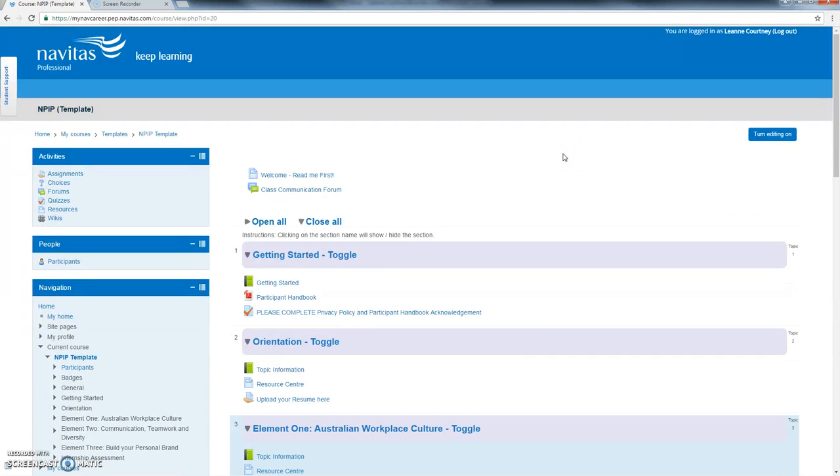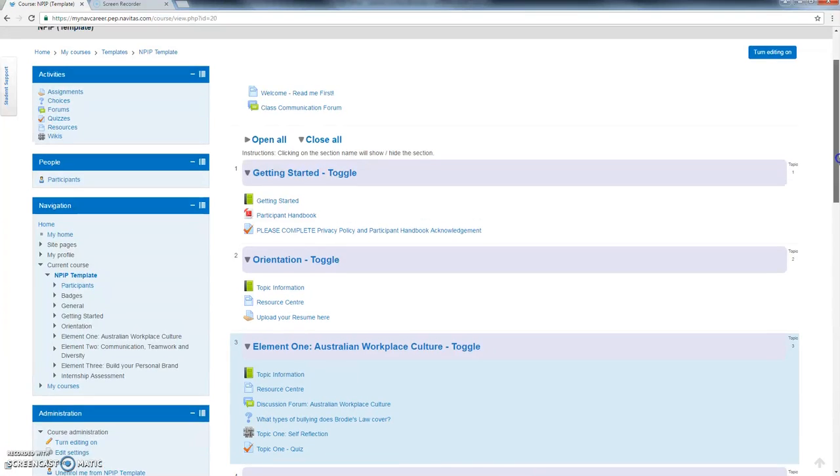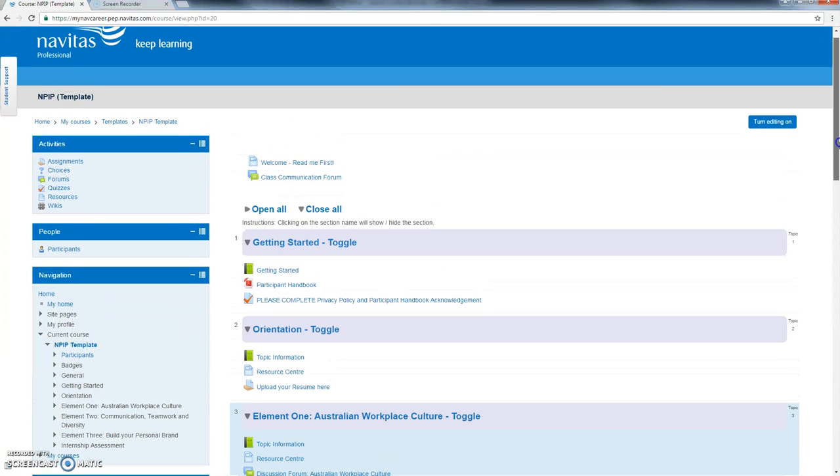Hello, this is Leanne and I'm wanting to show you my proposed changes to the MPIP program. Following our discussions in the management meeting last week, I was required to have a look at this because we have to start including the unit of competency in the internship assessment task.